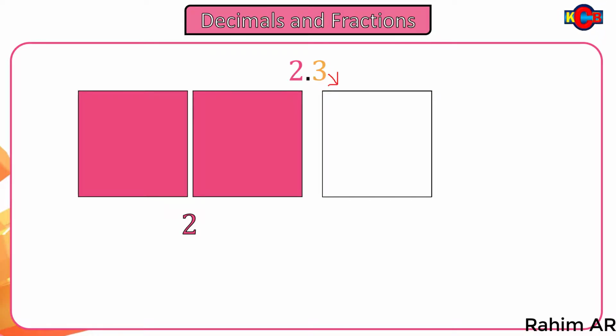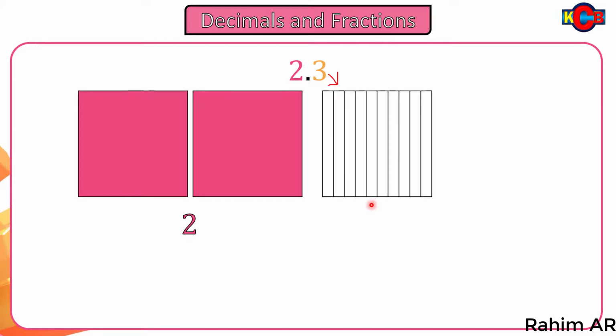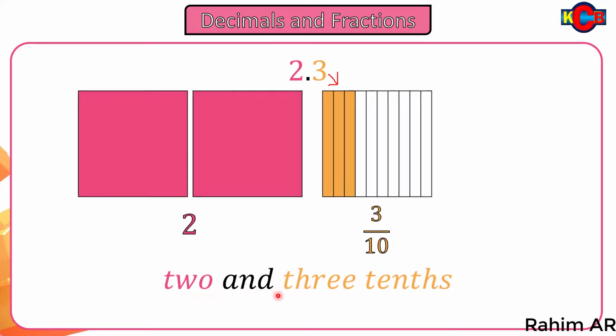So, we have a square here. Then, we divide the square into 10 equal parts. Since this is 3, we shade 3 out of 10 equal parts. Now, we have 3 tenths. Thus, the name is 2 and 3 tenths. Again, 2 and 3 tenths.